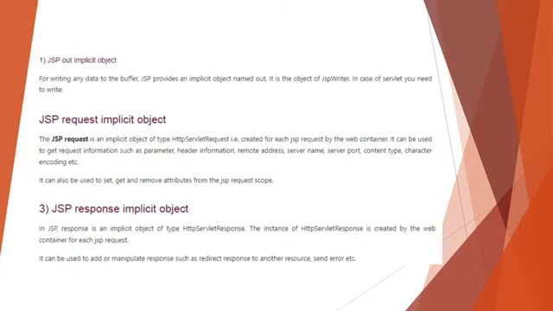Now we will talk about the JSP request implicit object. This is the HttpServletRequest object associated with the request and lets you access request parameters.